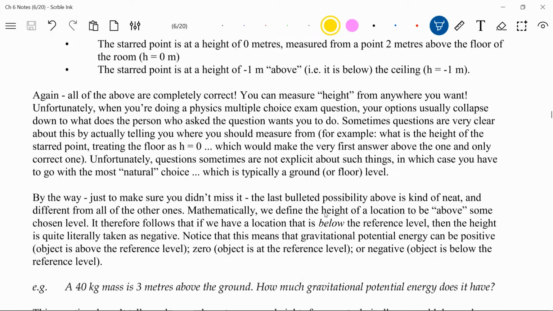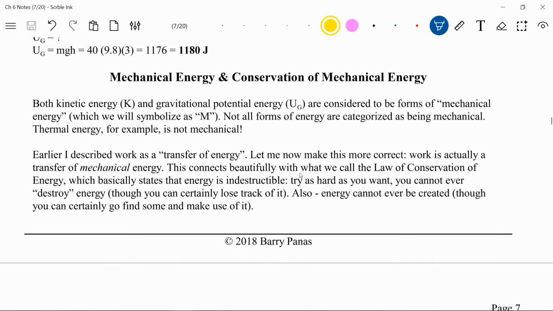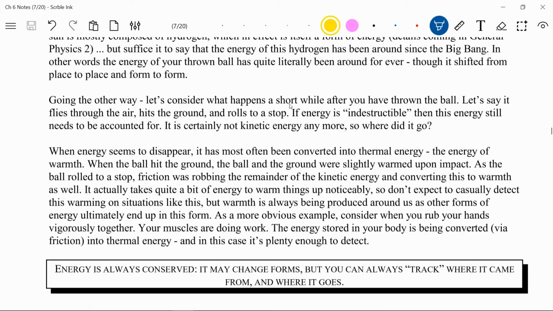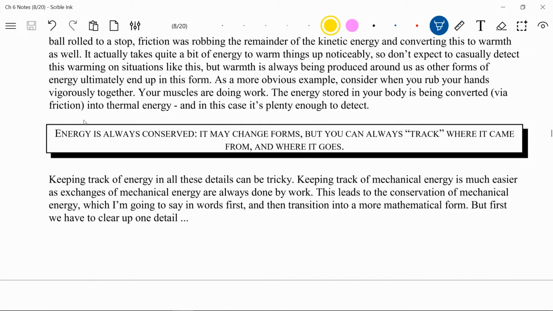All right. Let's see what else we have here. Okay, so mechanical energy and its conservation, basically summarized in a box that's coming up here. Basically, energy is something that is always conserved. You've probably heard of this before, maybe in your chemistry course or even earlier science courses.